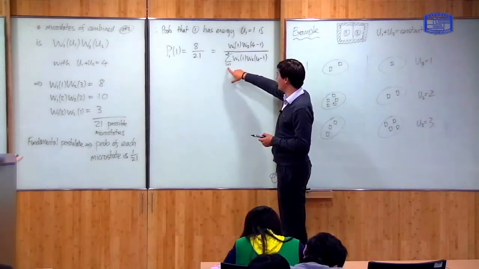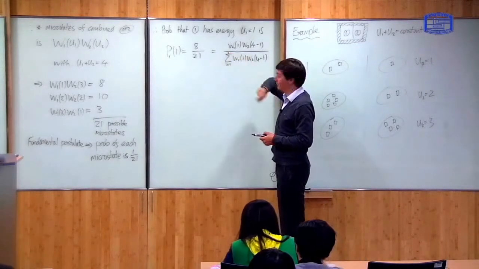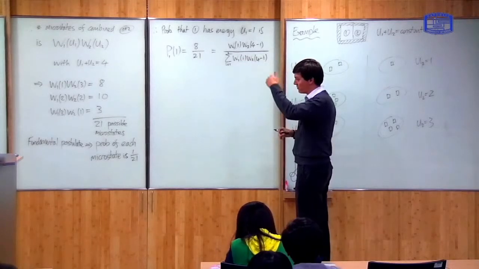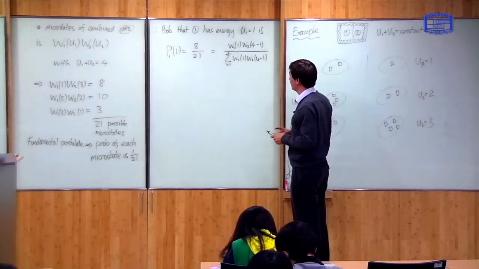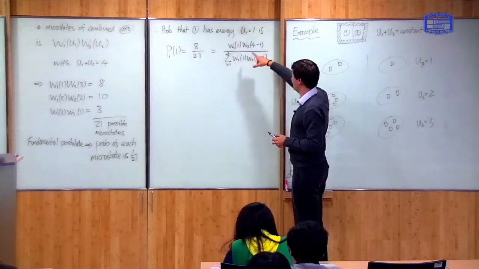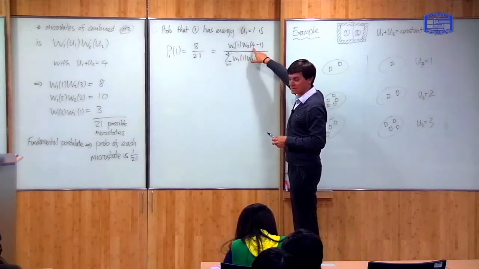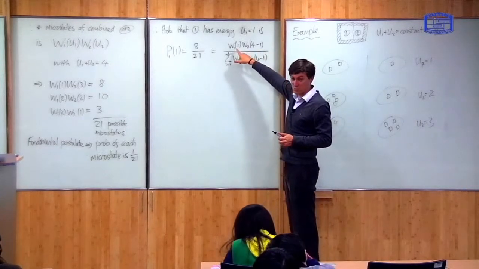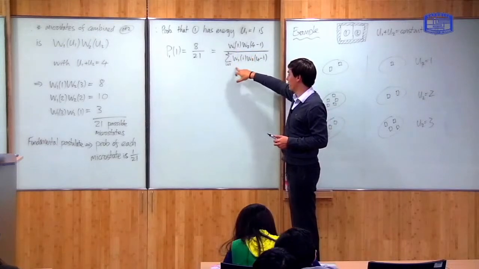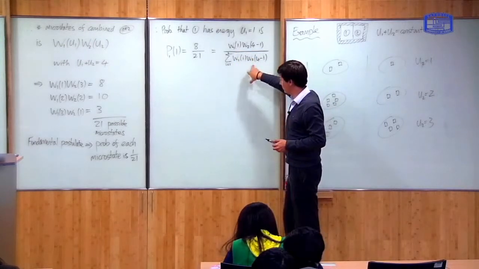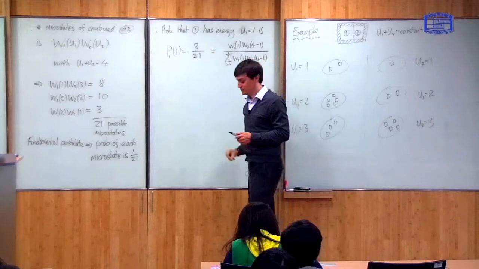This is the sum over i equals 1 to 3, because there are 3 possible values of energy in this case. So you see this makes sense, right? This is the number of microstates in which the first system has energy 1. This is the number of microstates in total. This is 21, this is 8.